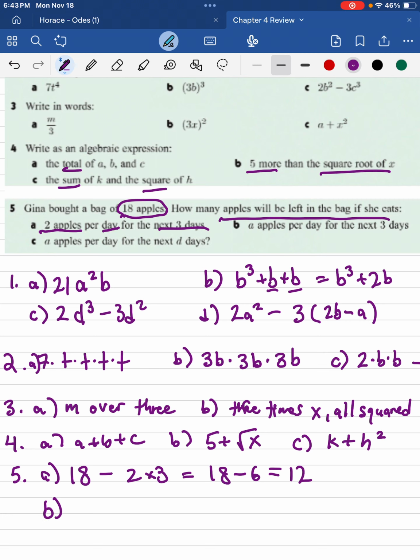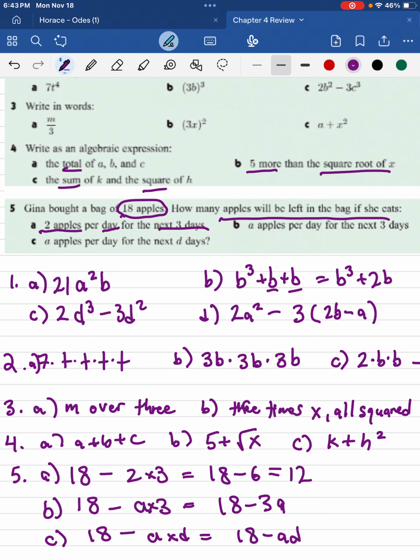For part B, I'm going to do the same thing. I'm just going to make sure that I start out at 18, so subtract whatever I'm going to subtract from 18, and then I'm going to multiply the apples per day by the number of days. So minus A times 3, which is going to be 18 minus 3A. And then finally C, 18 minus A times D, which is going to be 18 minus AD. And all I've done is simplify that by making sure that there is no multiplication sign between the two letters.